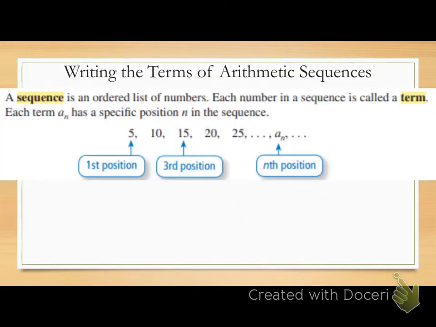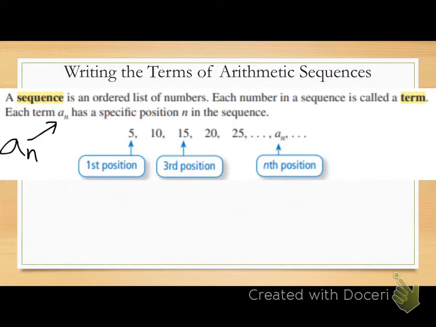So let's first talk about what a sequence is, just a sequence in general. A sequence is an ordered list of numbers. Each number in a sequence is called a term. So we're going to be using the word sequence and the word term a lot today. Each term, a sub n, that's a subscript n, so I say a sub n to denote that it's a subscript, has a specific position in the sequence.